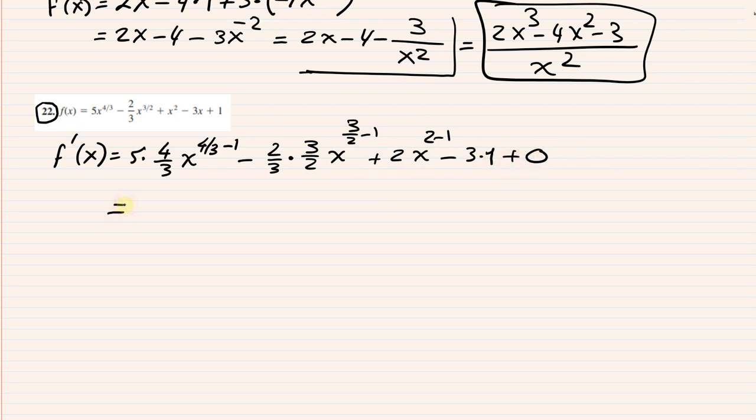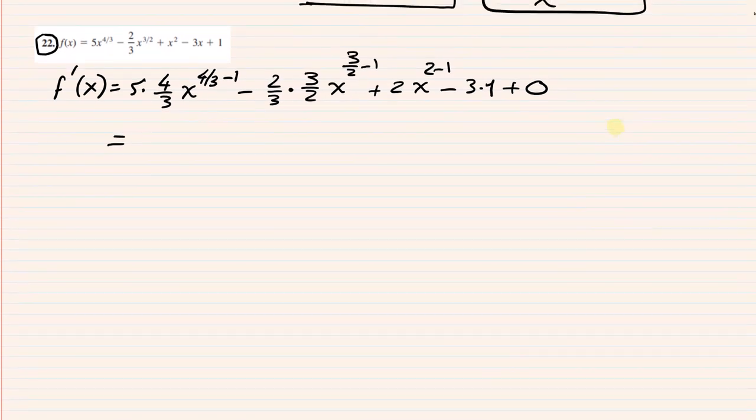Now later on, I'm not going to put as many steps when we do these, because then they take too long and there's room for error. So we'll skip some of these intermediate steps later on. So this is going to be 20/3, and then x to the 4/3 minus 1 is 1/3. Well, these are reciprocals, they multiply to 1. That's going to be 3/2 minus 1 is 1/2, plus 2x minus 3.